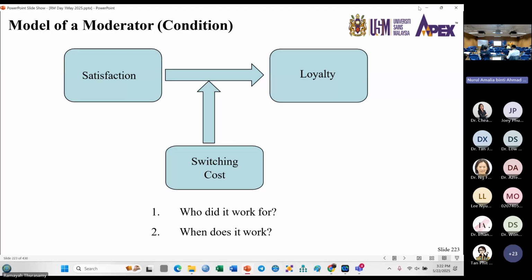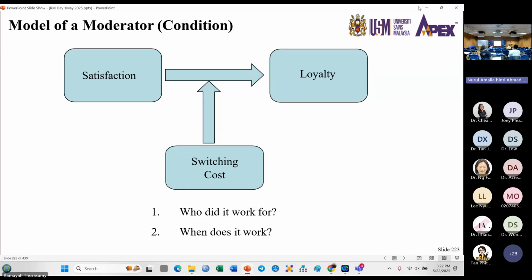Let's say we want to study strategy and performance. Good strategy should lead to good performance, right? But we find sometimes good strategy doesn't lead to good performance. We are looking for moderation, right? How do you identify that? You can do a focus group discussion. Ask the managers, I have a good strategy, but I don't get performance. They will give you some explanation. We need to take the explanation back to the literature.